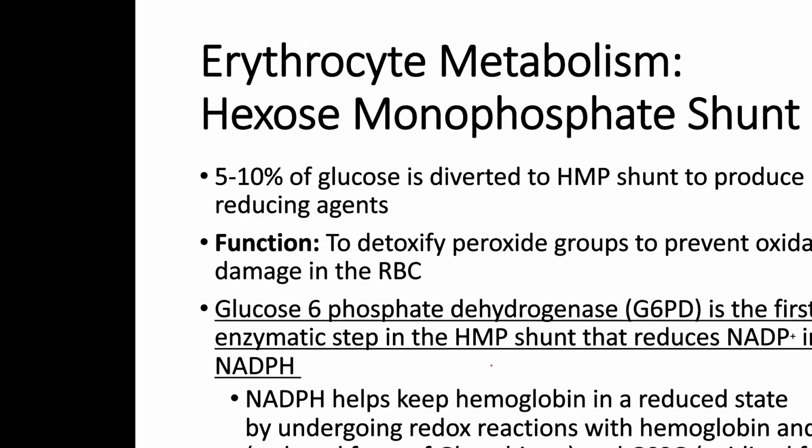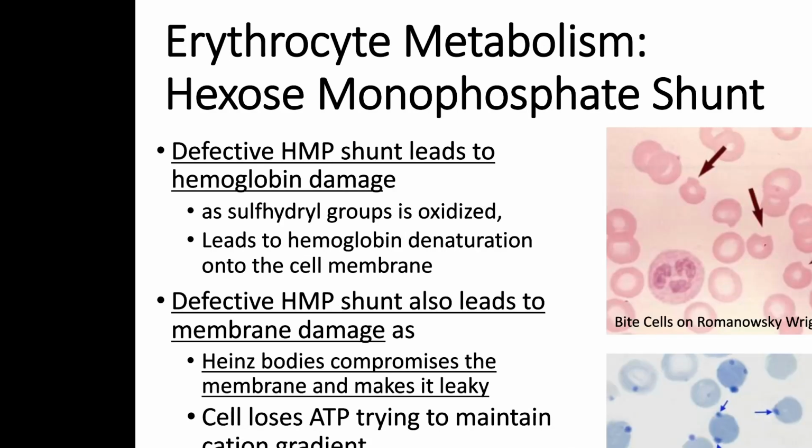The hexose monophosphate shunt's job is to detoxify any peroxide groups to help prevent any oxidative damage in the RBC. The biggest thing that we talk about in this shunt is G6PD, which is an enzyme found in the HMP shunt. Basically what it does is help reduce NADP into NADPH. It does this by performing redox reactions with hemoglobin and the reduced and oxidized forms of glutathione. If you have a defective HMP shunt, it will cause hemoglobin damage.